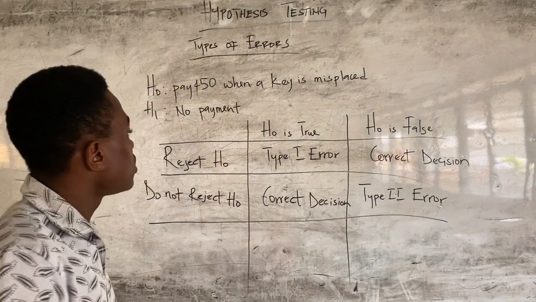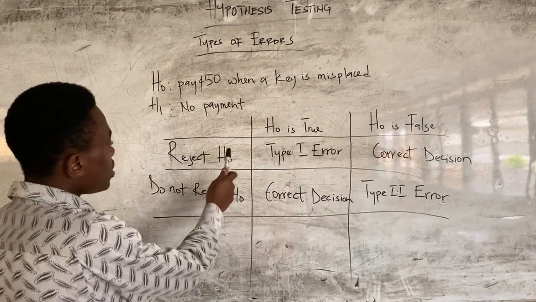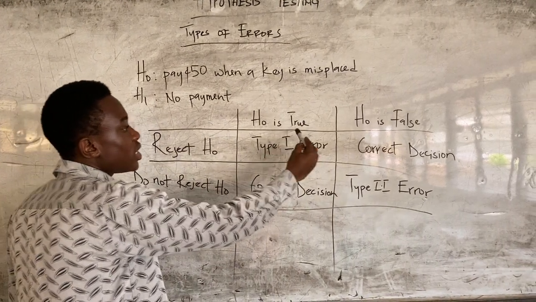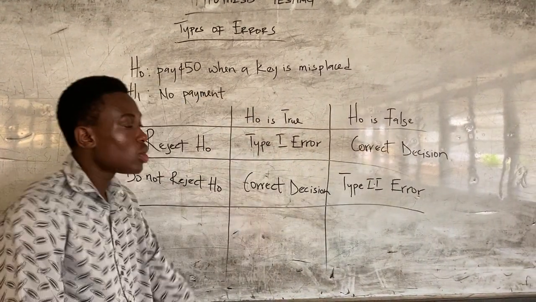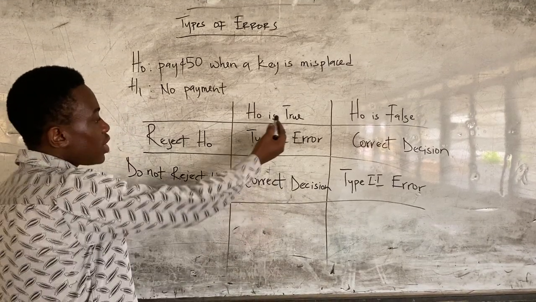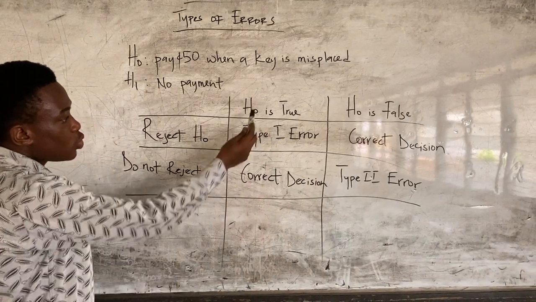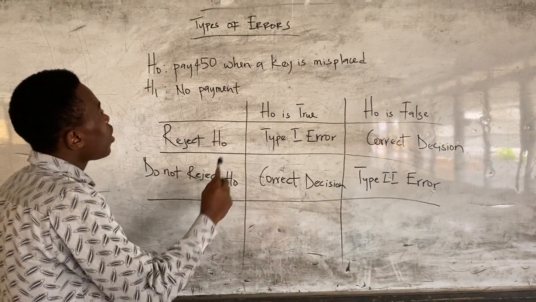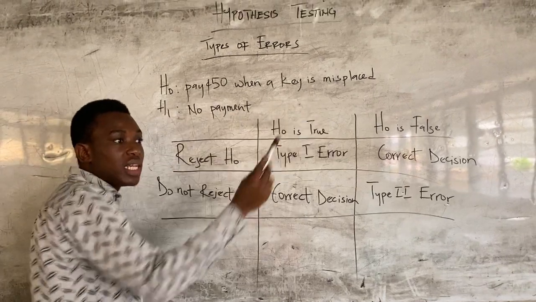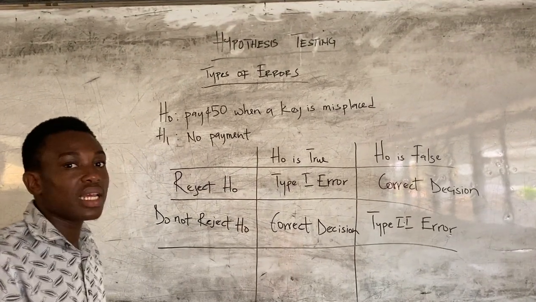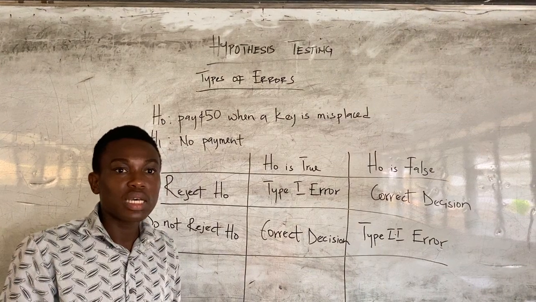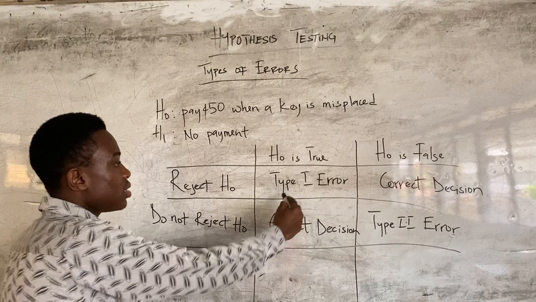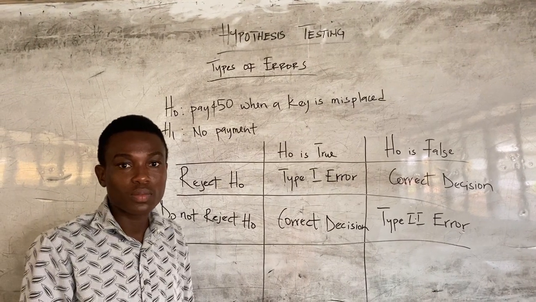So over here, we have reject the null hypothesis, do not reject. We have the null hypothesis is true here, the null hypothesis is false here. So a type 1 error is committed when the null hypothesis is true and then we reject it. So in this case, when a key is misplaced and then the student is not allowed to pay the 50 cedis, then a type 1 error has been committed.